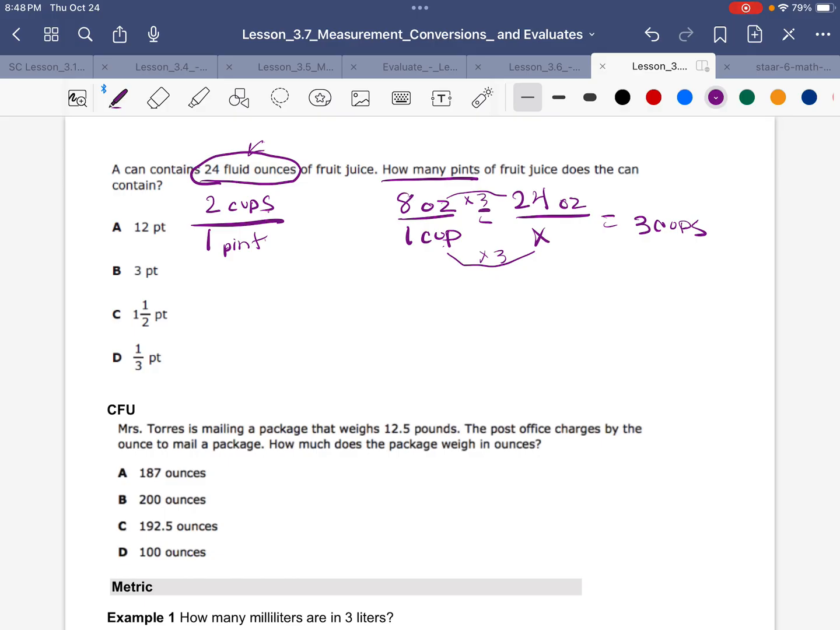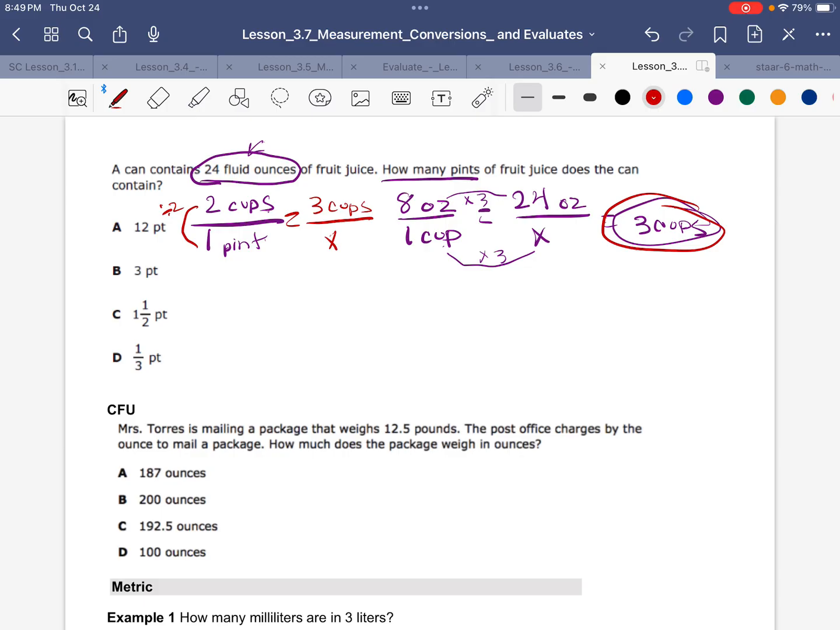All right, so now we take that same 3 cups and we're going to convert that over here. So now we know our 3 cups. How many pints will that be? So now it's a little bit unique here. How do we get from 2 to 1? That will be divided by 2. You can go up and down. We're working these like proportions, remember?